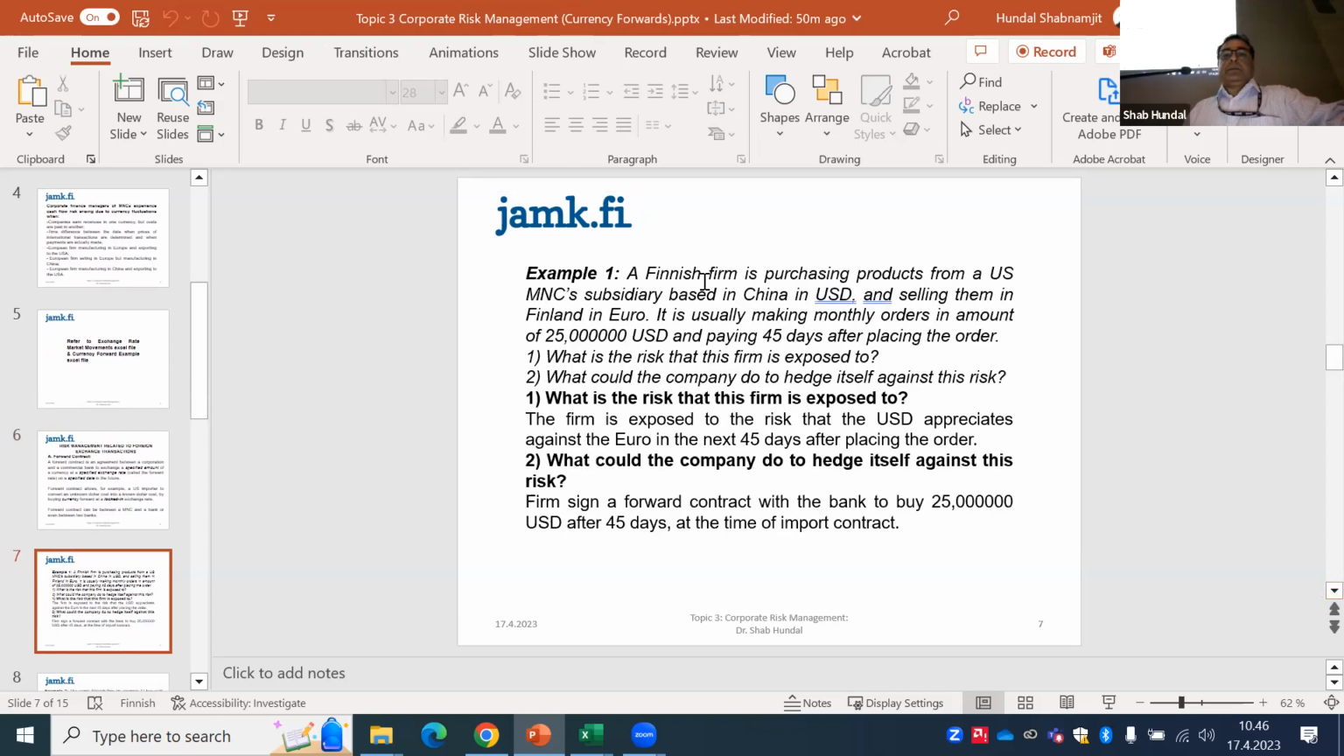So, for example, we can discuss this. A Finnish firm is going to purchase some products from the US multinational subsidiary based in China.